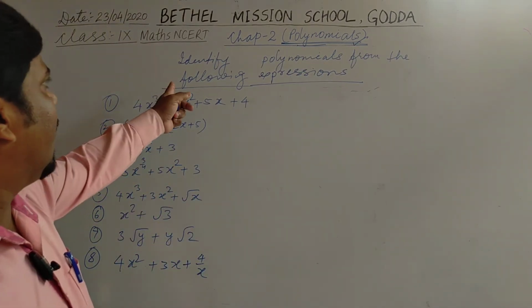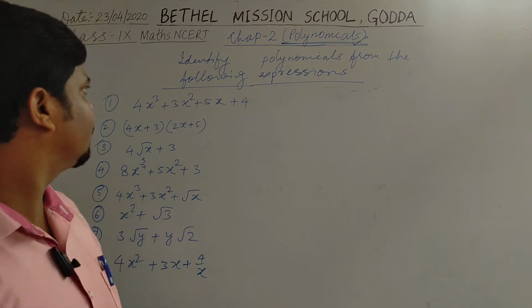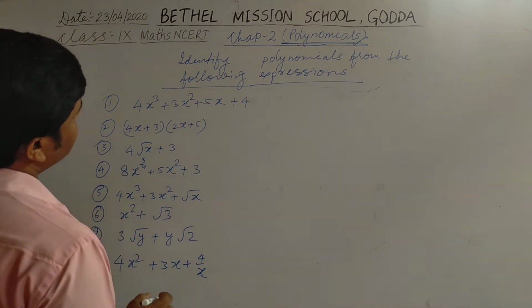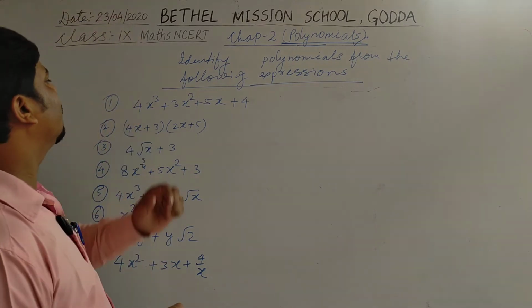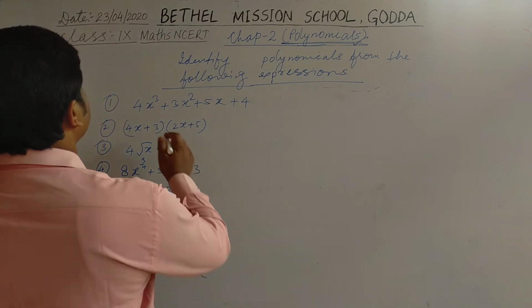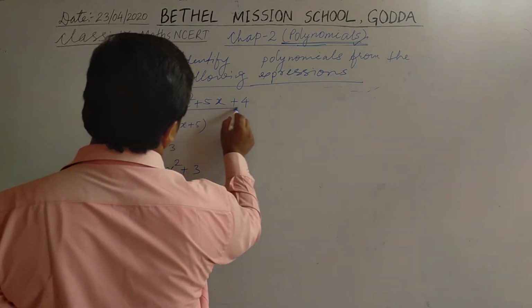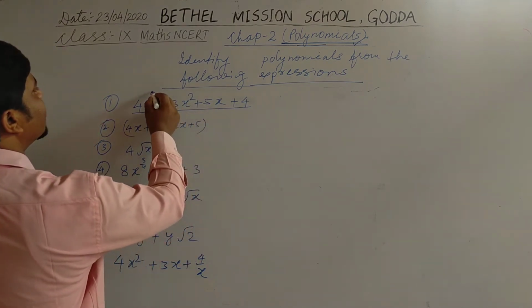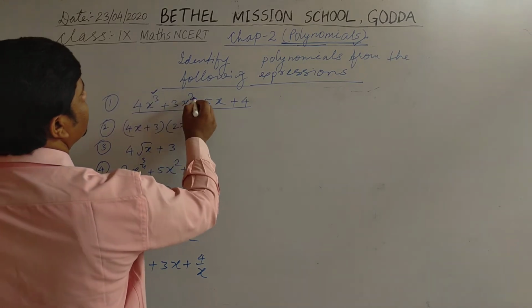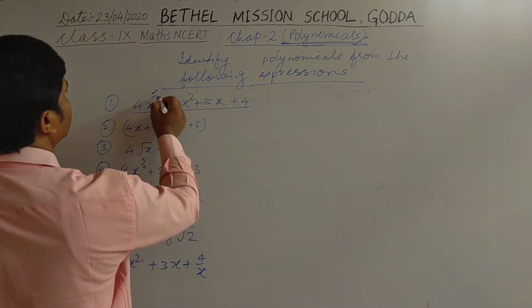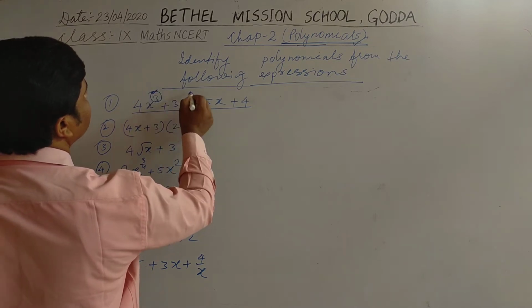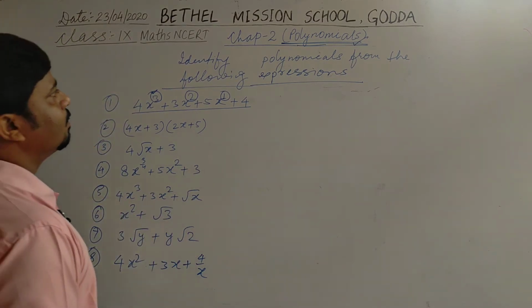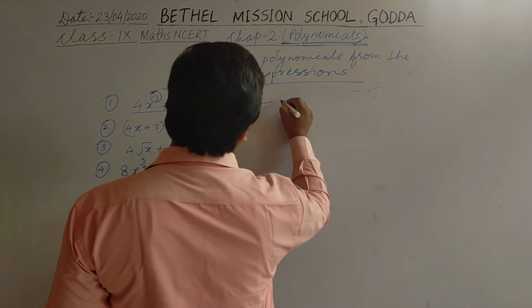Okay, let's see. Identify polynomials from the following expressions. I have written here 8 expressions. We have to identify which of the following are polynomial. You can see the first one: 4x cube plus 3x square plus 5x plus 4. All the powers, all the exponents are positive. Means this is a polynomial.